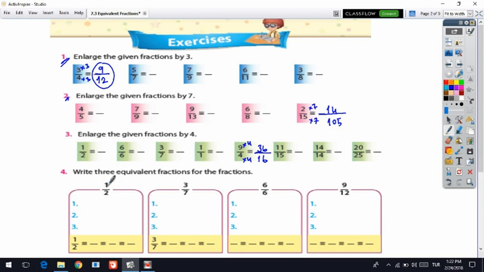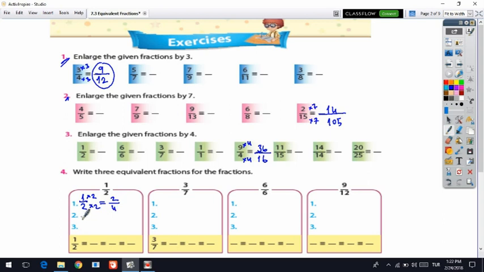As I said before, we have two ways to find equivalent fractions. First, enlarge. Second, simplify. What have you learned now? Enlarge. You multiply the numerator and denominator by the same number. For example, 1/2 times 2. Why don't I multiply by 1? Because if I multiply by 1, I will get the same fraction, so it will not be different. That's why I want to multiply by 2. 1 times 2 is 2, 2 times 2 is 4.